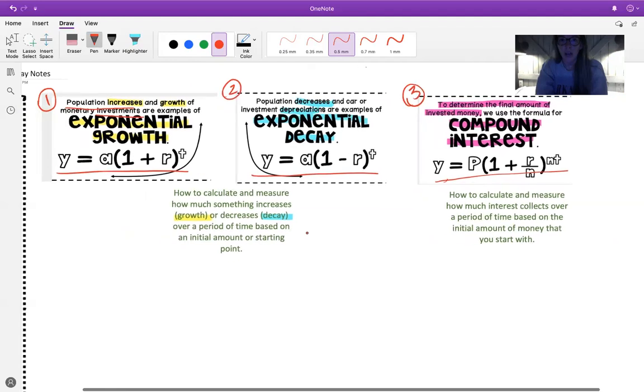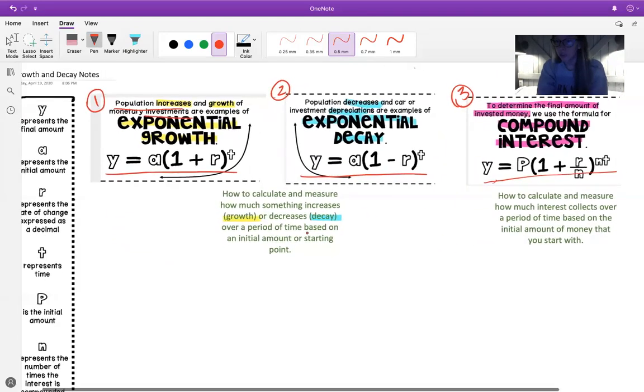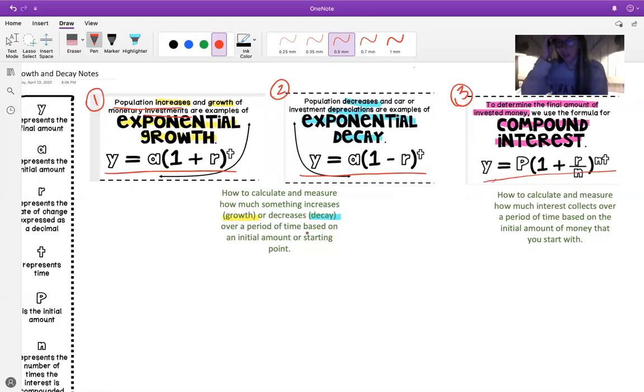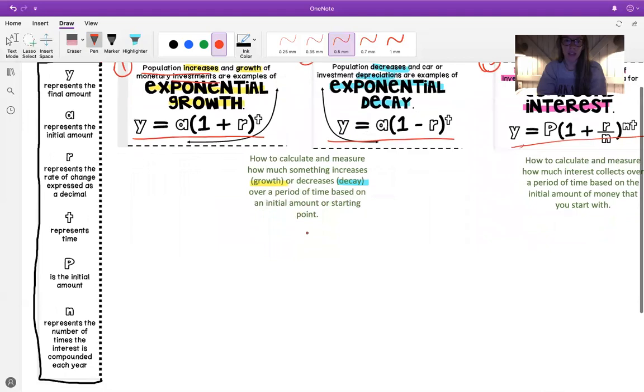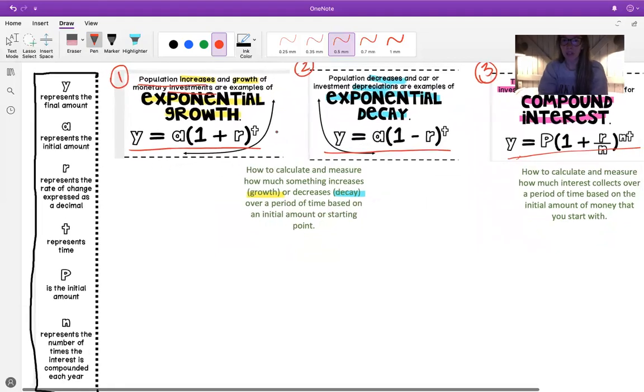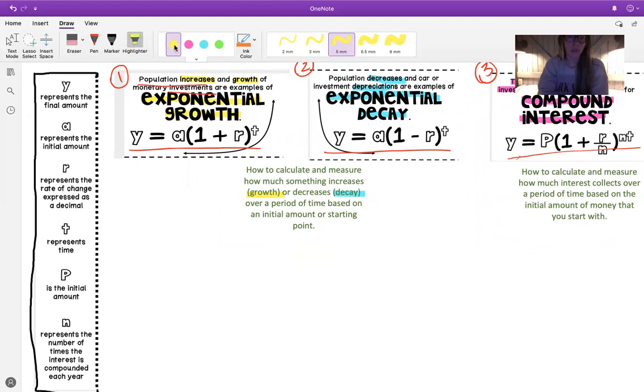Okay, so this is a very, very short note section because a lot of it is going to be in its application of these formulas when we get to the practice. But before we do that, I want to kind of break down these different parts of the formulas. Okay, so first we have y equals a times 1 plus r to the t power.